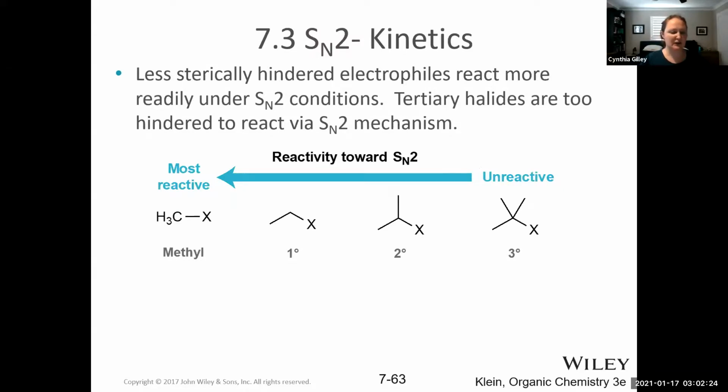With SN2 reactions, the most reactive electrophiles are unhindered electrophiles. So methyl halides and primary alkyl halides react very quickly in SN2 reactions. Secondary alkyl halides are okay, and it depends on the nucleophile whether or not an SN2 reaction will occur. And typically, SN2 reactions do not occur on tertiary alkyl halides because they're too sterically hindered for backside attack.